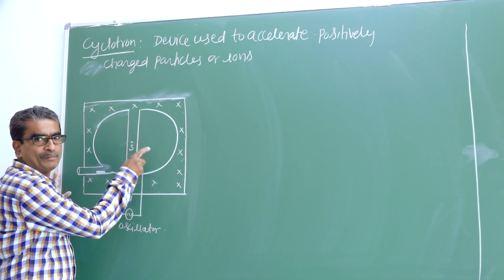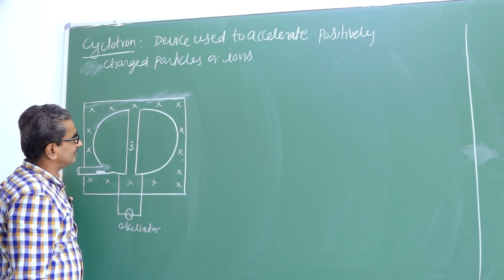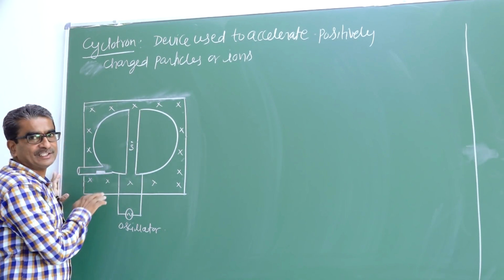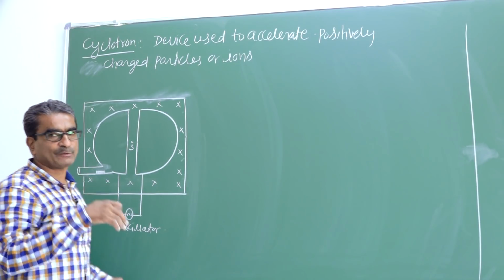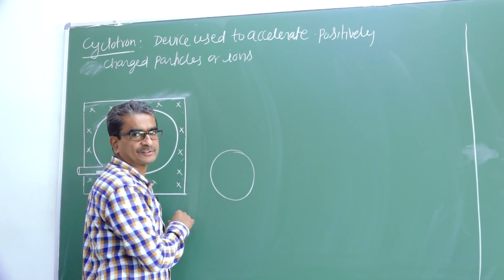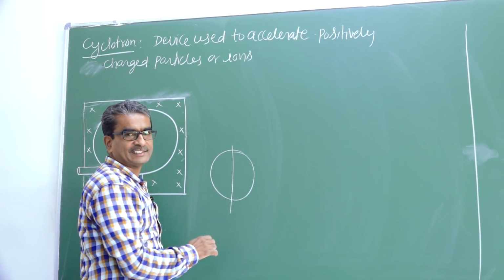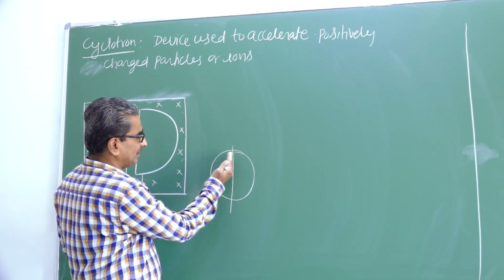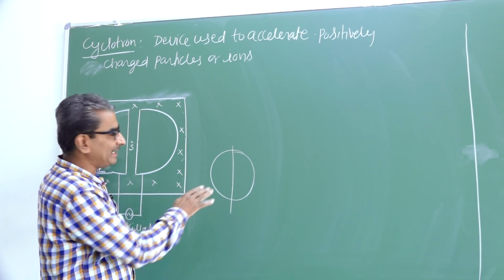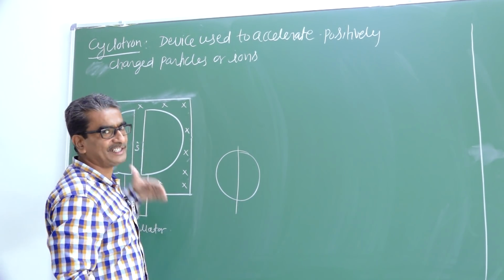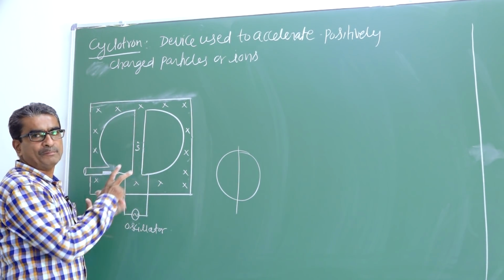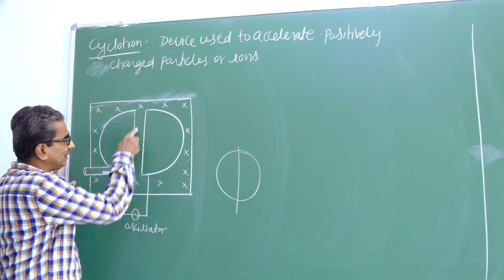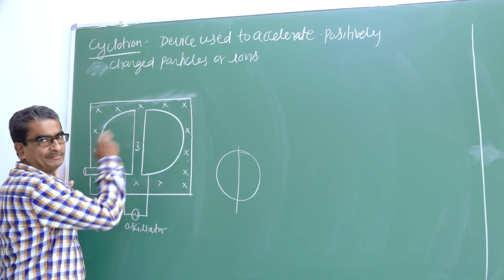It consists of two semicircular metallic discs. How can we imagine this? Suppose I consider one circular-shaped tiffin box, and I cut it exactly into two equal halves. Then one portion can be considered as one D, and another portion as another D. Like these, two metallic discs are kept close to each other with a small air gap between them.